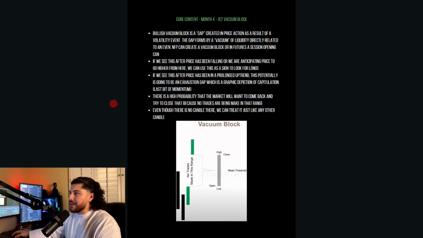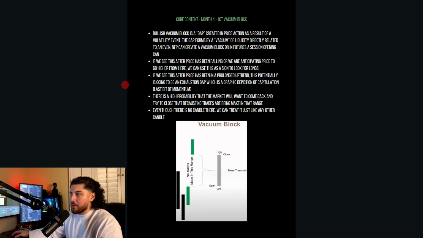Month 4, ICT vacuum block. Bullish vacuum block is a gap created in price action as a result of a volatility event. The gap forms by a vacuum of liquidity directly related to an event. NFP can create a vacuum block, or in futures, a session opening gap. If we see this after price has been in a prolonged uptrend, this potentially is going to be an exhaustion gap, which is a graphic depiction of capitulation, also known as the last bit of momentum.